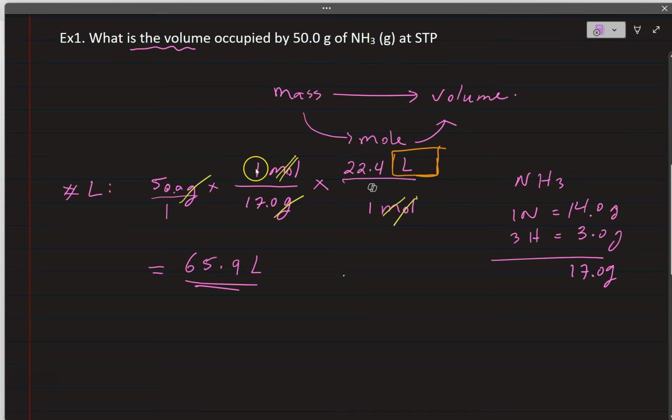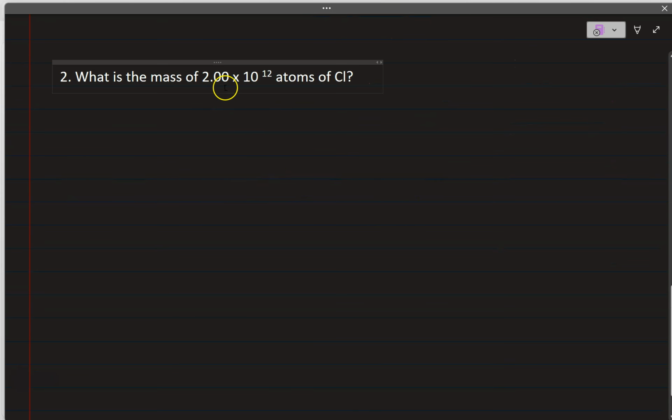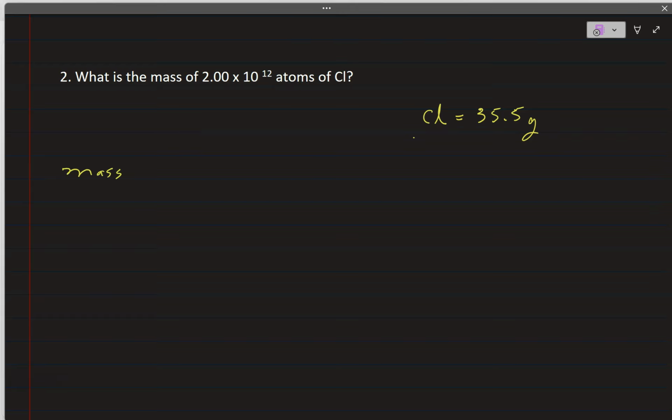Okay, let's look at another question. What is the mass of 2.00 times 10 to the 12 atoms of chlorine? Okay, perfect. So in this case, we do know Cl is 35.5 grams. That's the atomic mass or molar mass. And now what we want is the mass of this number of atoms. So we're going to start with the number of atoms, times. Now here it is. Atoms need to go to the bottom. There's nothing you can do about that.